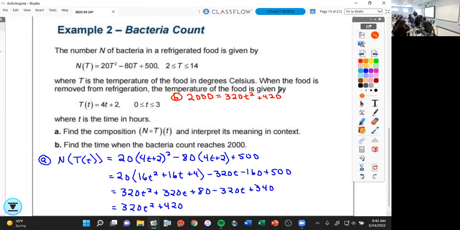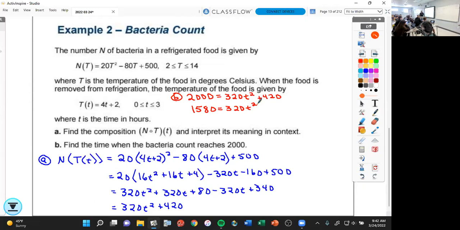We actually could use the square root method on this because there is no t term. Didn't think of that. But we could use the square root method. Sure. To use the square root method, you would subtract 420 from both sides. So 2,000 minus 420 would be 1580 equals 320t squared. Divide both sides by 320.